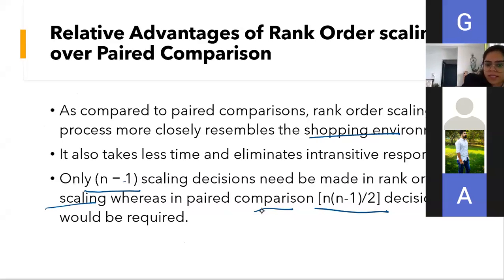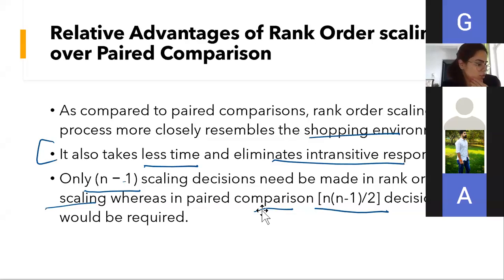And it takes less time, and it eliminates transitive responses, where A is preferred to B, then B is preferred to C, then we'll say, okay, A is preferred to C. So it eliminates those transitive responses, and there are fewer scaling decisions. So which method should we take if we have a large number of brands? Rank order scaling.